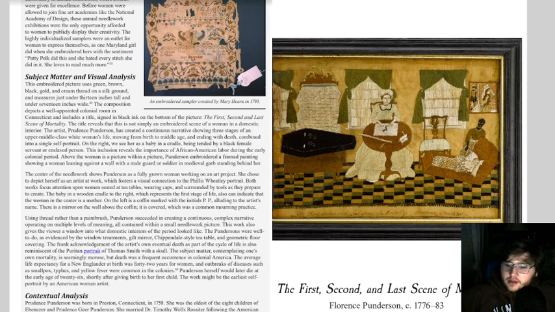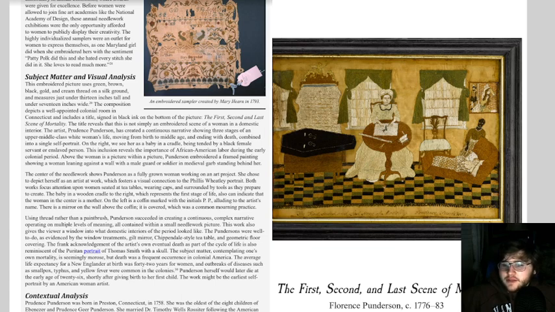The frank acknowledgement of the artist's own eventual death as part of the cycle of life is also reminiscent of the Puritan portrait of John Thomas Smith with a skull. The subject matter, contemplating one's own mortality, is seemingly morbid, but death was a frequent occurrence in colonial America.